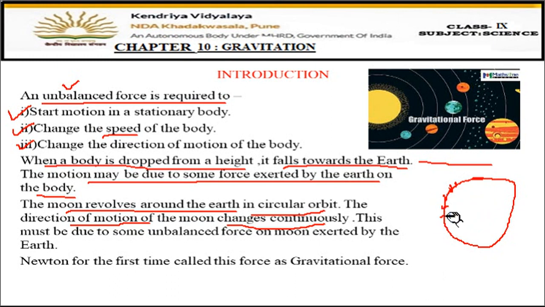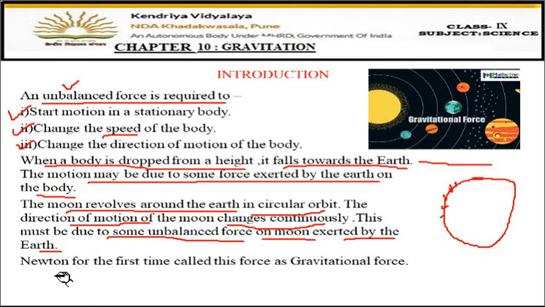So how is it possible for the moon to move around the earth in a circular orbit? What causes this type of motion? This must be due to some unbalanced force on the moon exerted by the earth. So the answer may be that the moon is able to revolve in circular orbits because of some unbalanced force exerted by the earth on the moon, due to which the moon is pulled towards the earth and continues moving in the circular orbit, right?